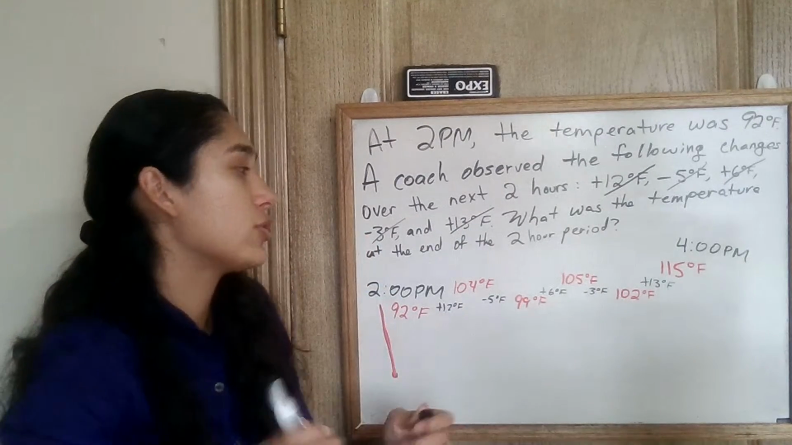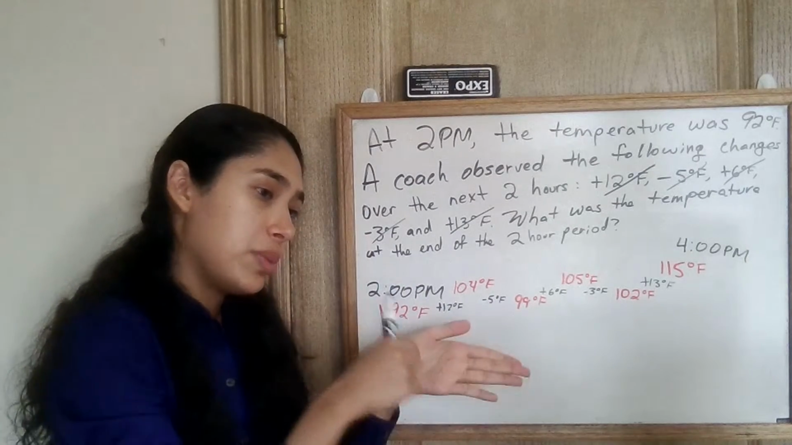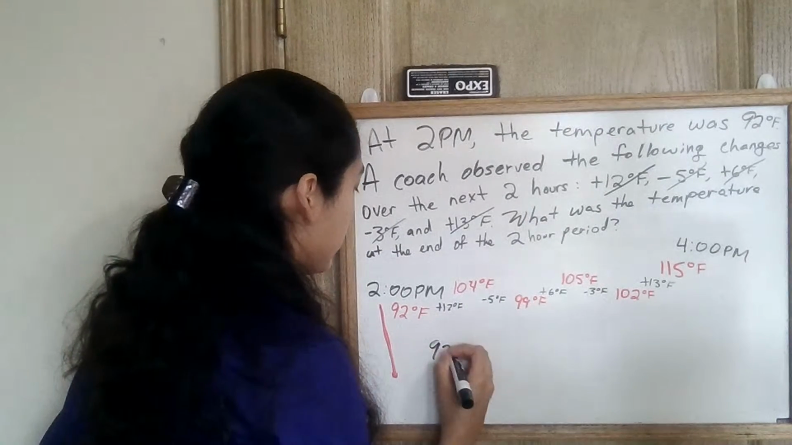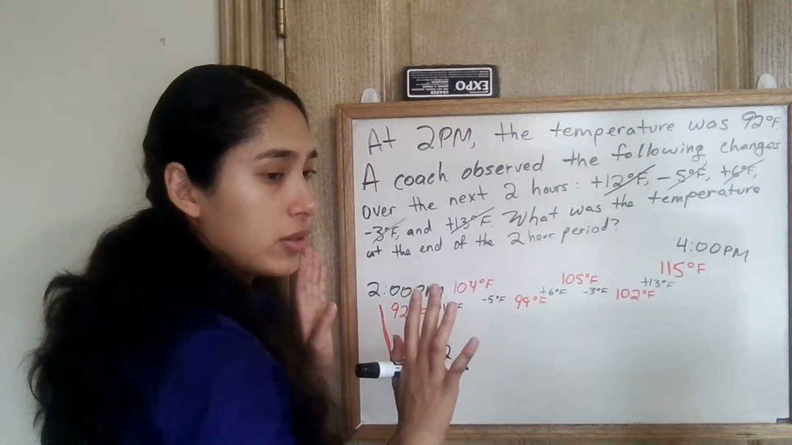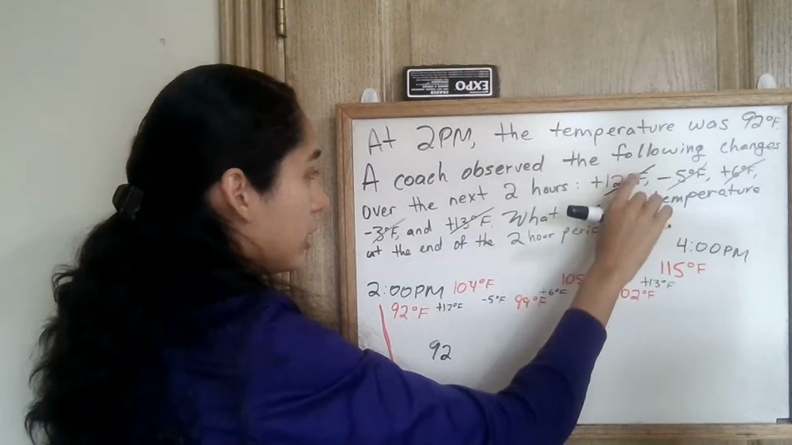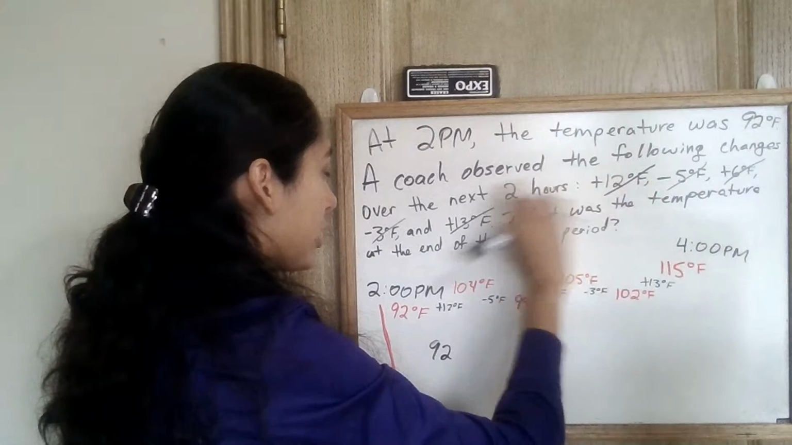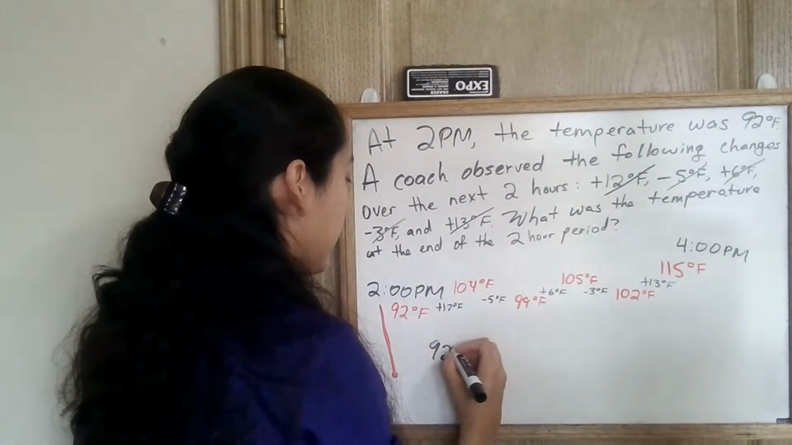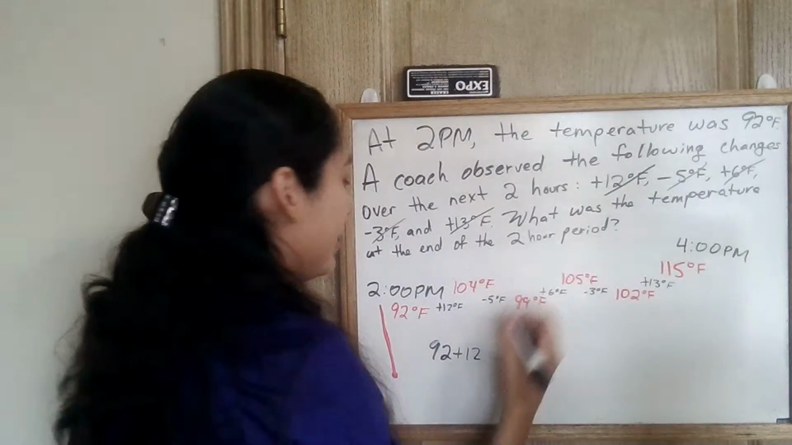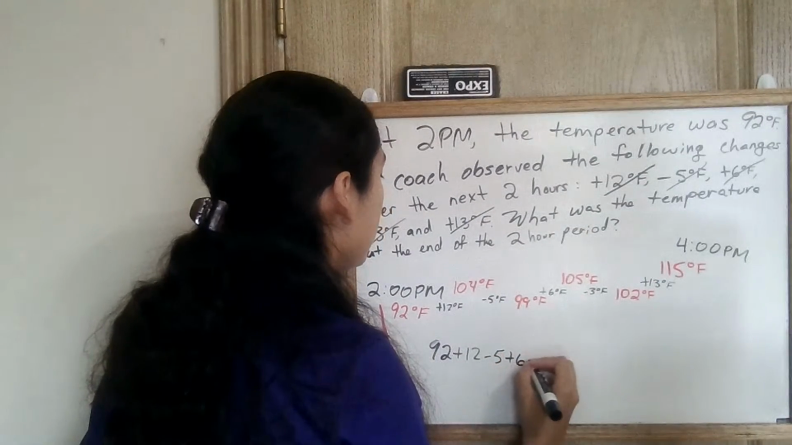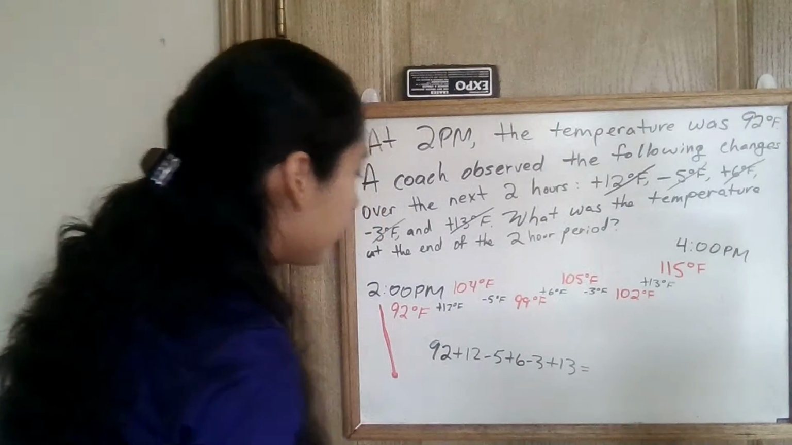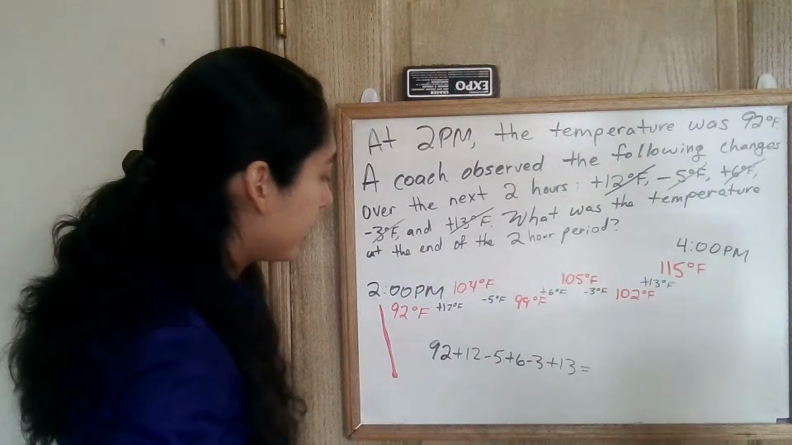And in fact, there's even a faster way of doing it, where I can just calculate it. So I can just do 92 degrees. And I'm just going to drop the degrees just to save me time from writing. I'm just going to say in Fahrenheit, because all of the problem is dealing with Fahrenheit. So it's not going to be 92 plus 12. It's very cool. They already tell them it's plus or minus. Minus 5 plus 6 minus 3 plus 13. I can just go ahead and do that, and just type it all into my calculator.